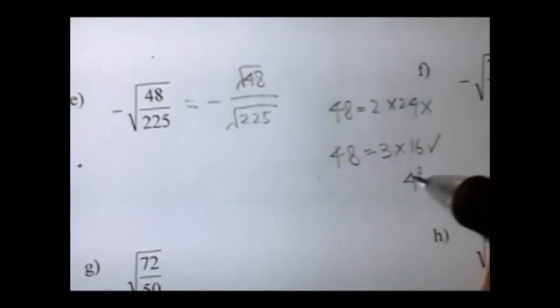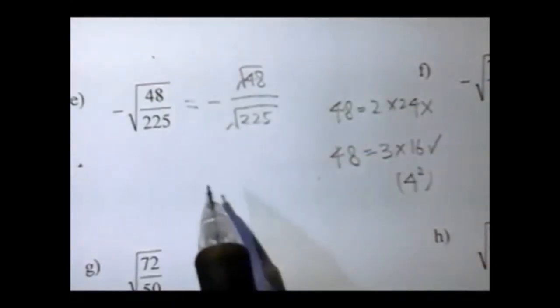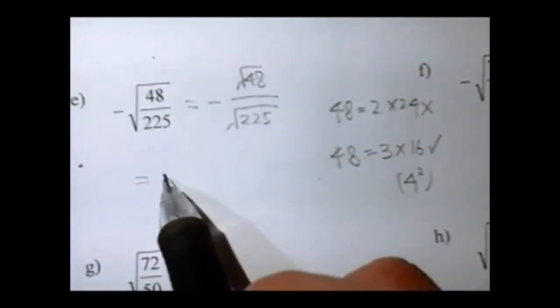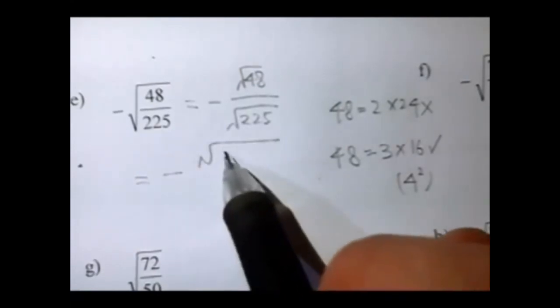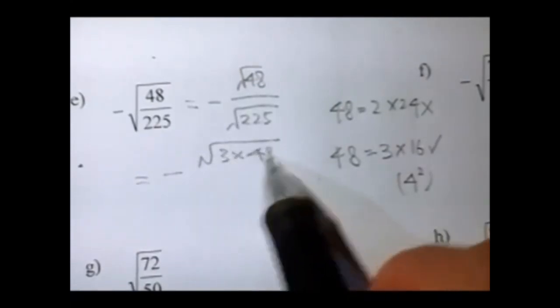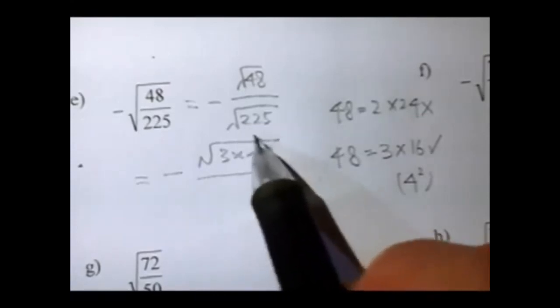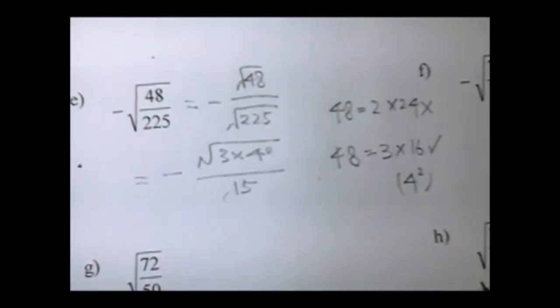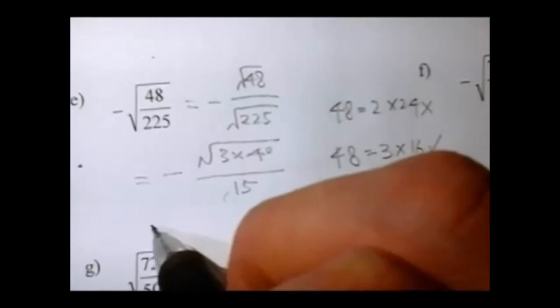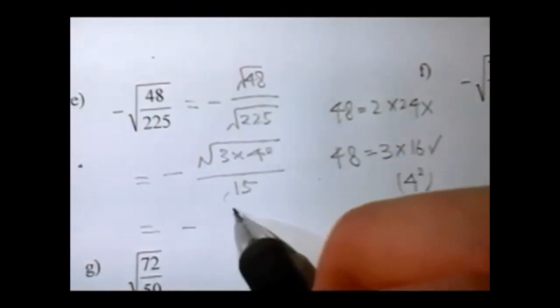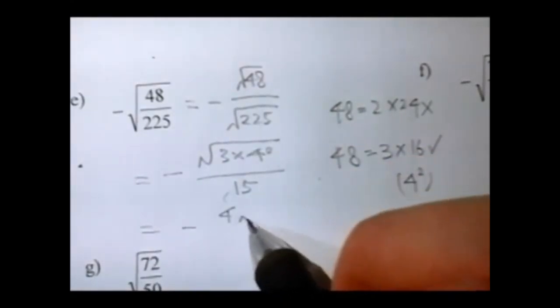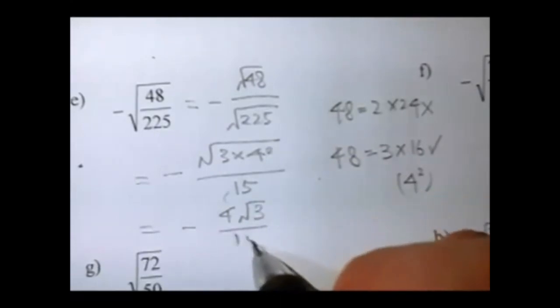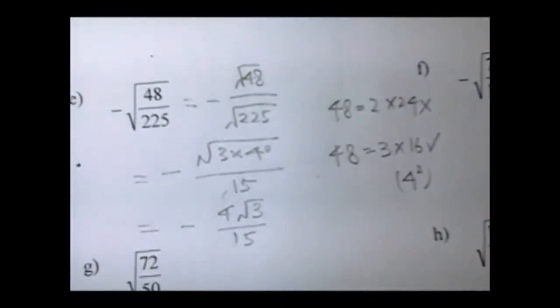Okay, so just write down this one. This one is equal to negative root 3 times 4 squared over 225, which can be written down as 15. Okay, so by referring to the table on the first page, you can just simplify it as negative 4 root 3 over 15. Okay, that's it. Let's move on to part 3.